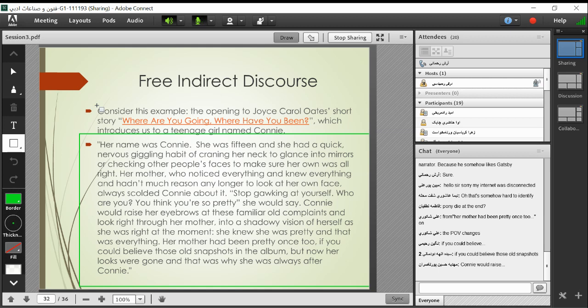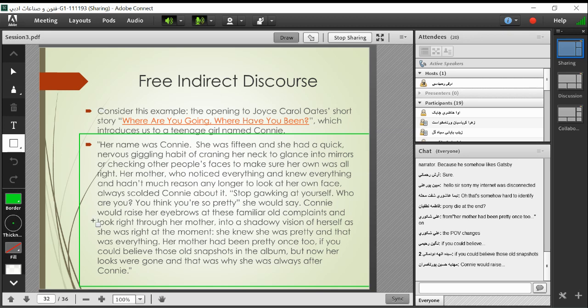Connie would raise her eyebrows at these familiar old complaints and look right through her mother into a shadow vision of herself as she was right at that moment. She knew she was pretty, and that was everything. Her mother had been pretty once too, if you could believe those old snapshots in the photo album. But now her looks were gone, and that was why she was always after Connie.